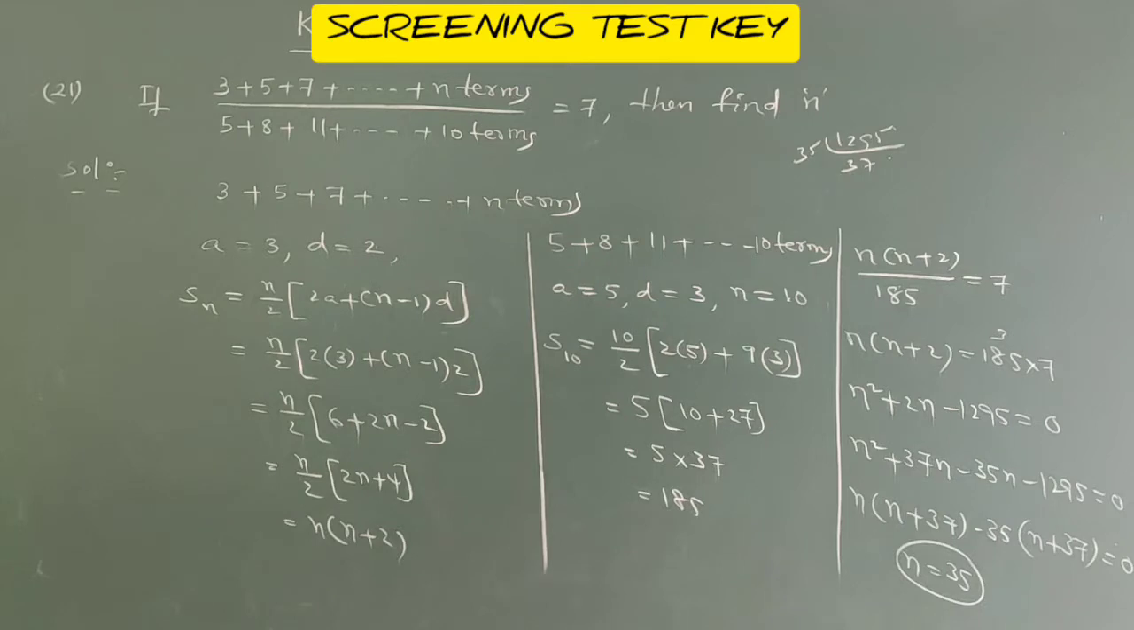If you split 1295 into factors, 37 into 35. If you subtract 35 from 37, you will get 2. So plus 37 and minus 35 are the required n values. Here n won't be negative, that's why our required answer is 35.